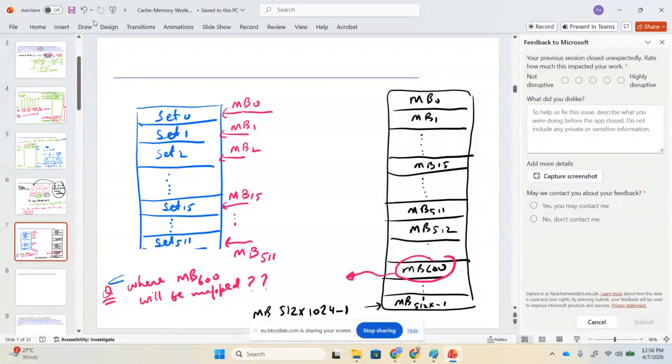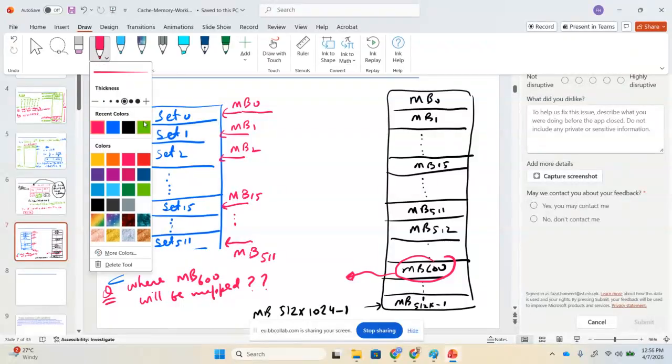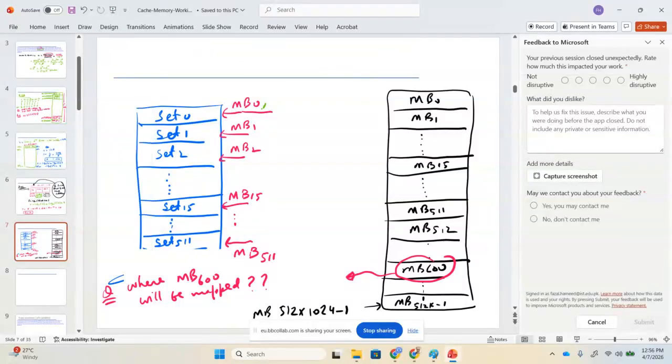Now I'll explain it. I need your attention. Which block will be mapped here? MB 512. Which block will be mapped here? MB 513, MB 514, and so on. Please look here. The block mapped here is MB 0, then 512, and then the next block is MB what?